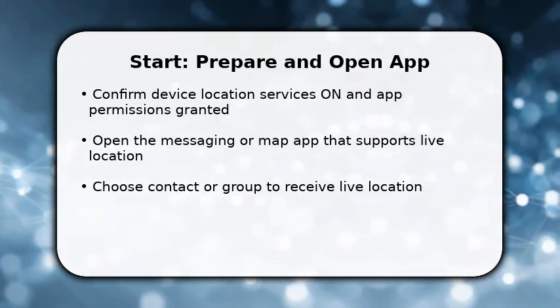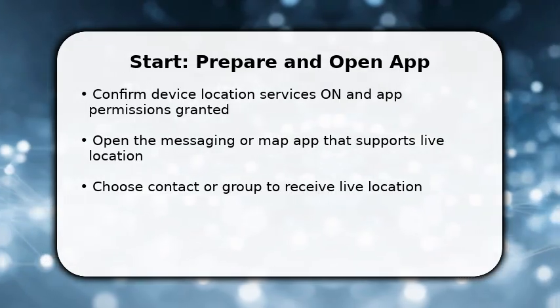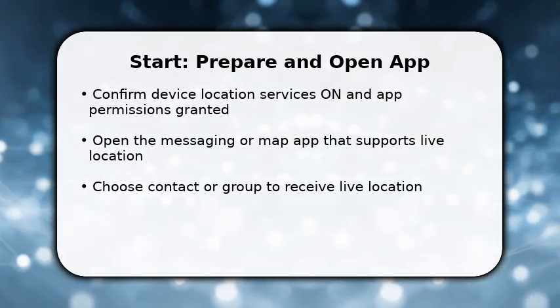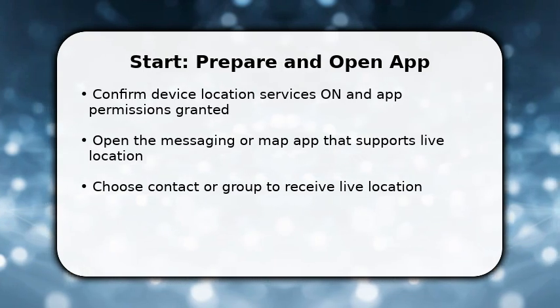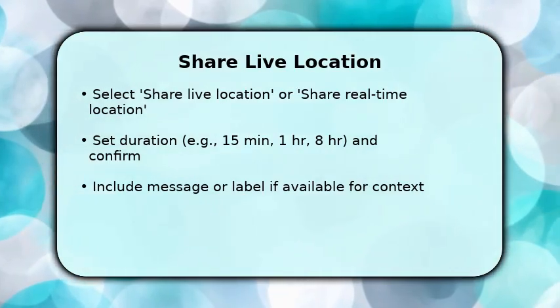Do this now so the app can fetch your GPS fix and display your current point on the map before you continue. Now select the live or real-time location option. Some apps label it differently, so choose the one that updates automatically.